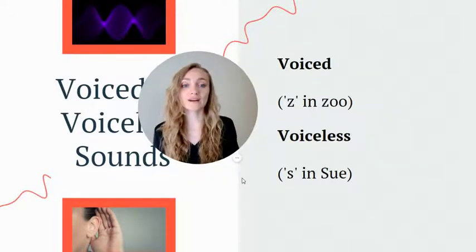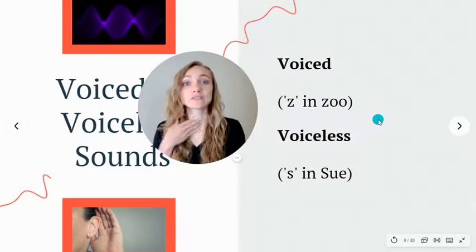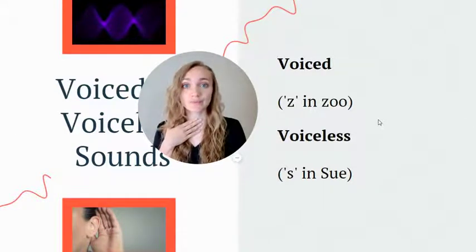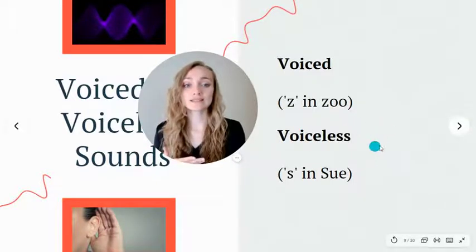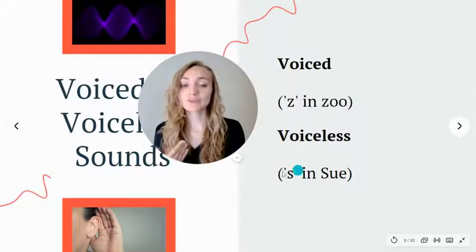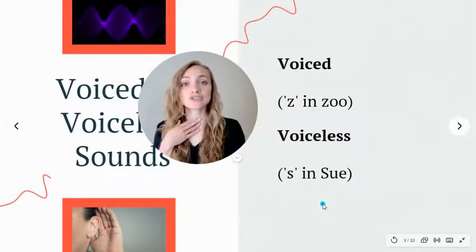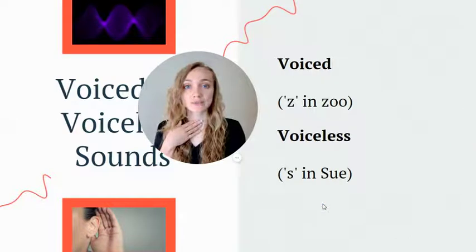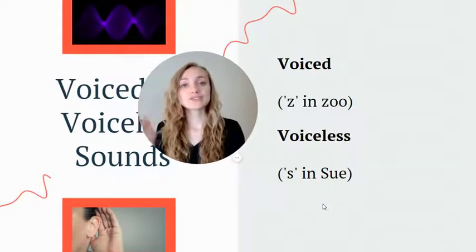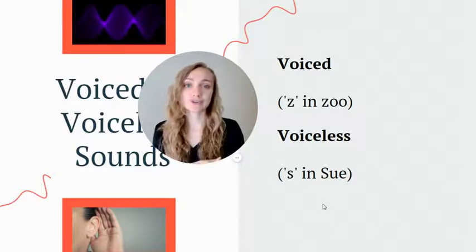So if we compare the voiced Z, so voiced means we activate vocal cords, like in the word zoo, zoo, and then we compare this to a voiceless sound, like if we keep the oo at the end the same, but we change this into an S, Sue, Sue. And then it is the name Sue. So we have zoo versus Sue.